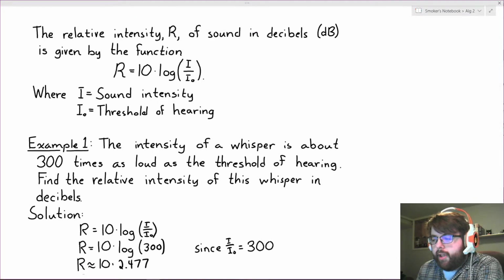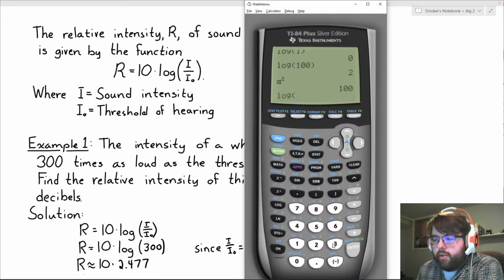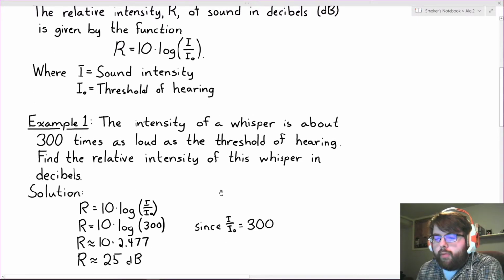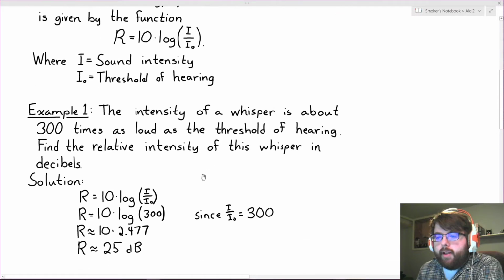Then we're going to use our calculator and this button here to do log 300. It's not all we have to do for the problem, but it's the only thing we have to plug in here. We get 2.477. We're going to multiply that by 10 and get 24.7, or approximately 25 decibels. Decibels, I think is how you say it.